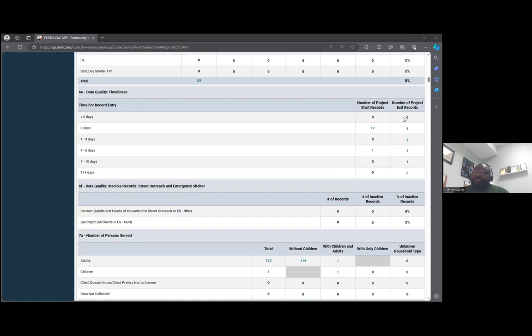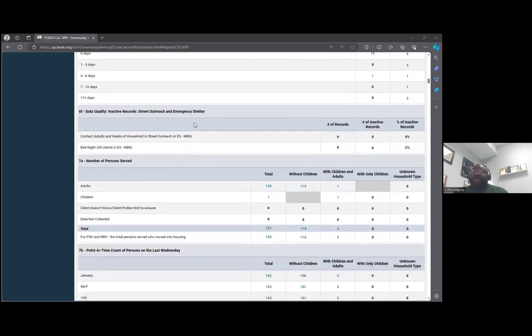I know this is one of the unity measurements for ranking. Timeliness is one of the data elements that we cannot fix. So it's incumbent on the actual person to log in as soon as possible to enter the clients into the system on or around their project start date.